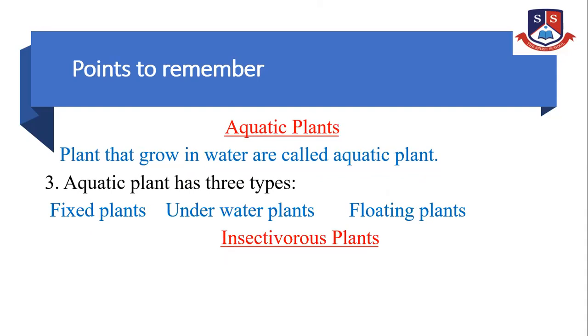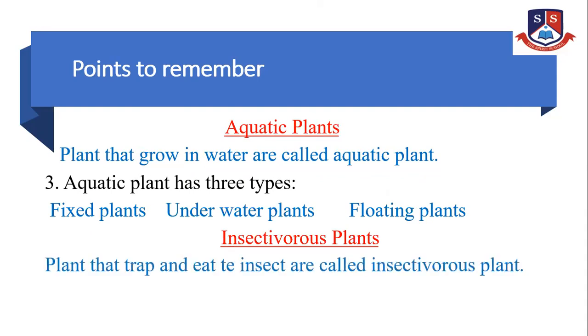Insectivorous plants. What are insectivorous plants? Plants that trap and eat the insect are called insectivorous plants.